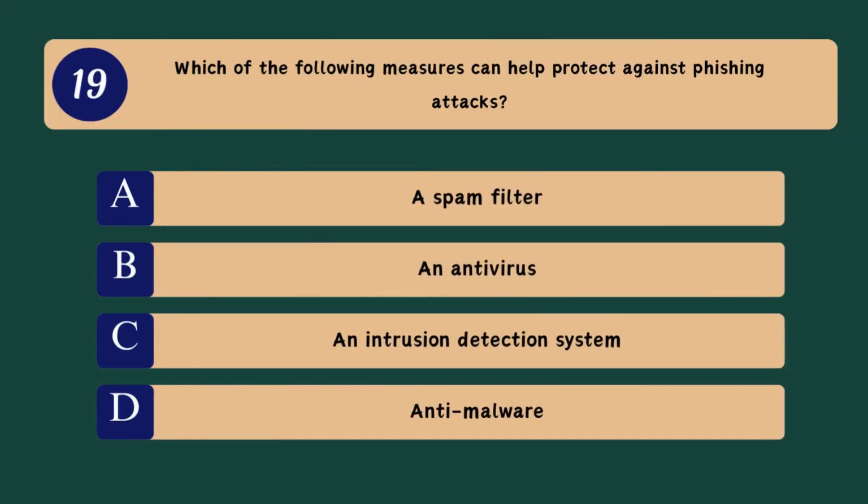Question 19. Which of the following measures can help protect against phishing attacks? A. A spam filter. B. An antivirus. C. An intrusion detection system. D. Anti-malware.